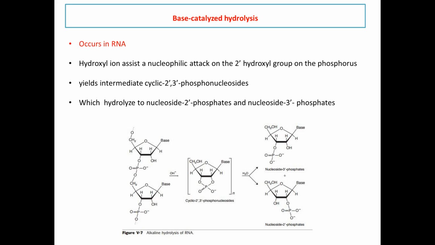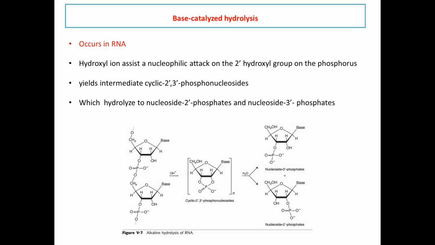You can see this is the same chemical reaction which we discussed in the previous reaction. It is the same mechanism: the OH group will come and attack here. We will get this intermediate cyclic 2',3'-phosphonucleoside, and then, with the addition of water, it will break down to form two products. The phosphate group can be attached to carbon 3, giving the nucleoside 3'-phosphate, and the phosphate group can be attached to carbon number 2, so we can get nucleoside 2'-phosphate.